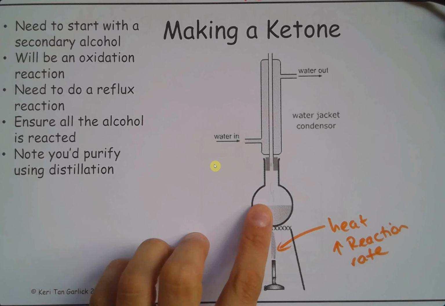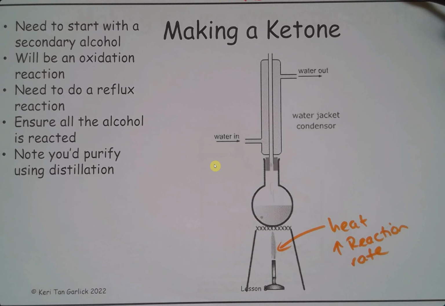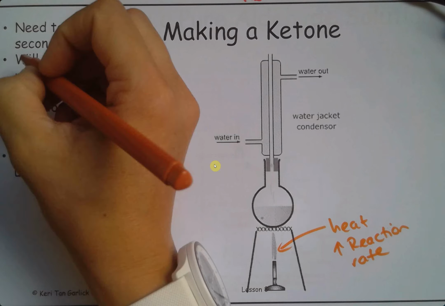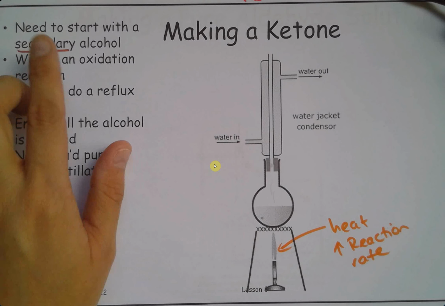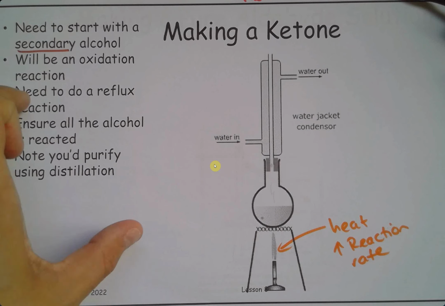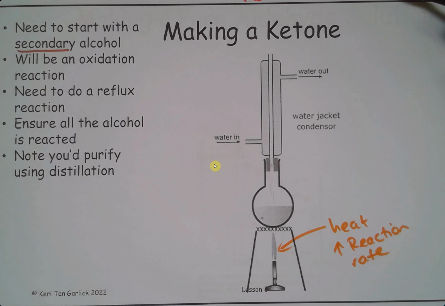In this solution here with my ketone, I have to remember that I'm starting with a secondary alcohol. Remember, the primary alcohol would be used for making aldehydes and carboxylic acids. The tertiary won't react, so we are starting with a secondary. This is also an oxidation reaction. So I would need an oxidant for that reaction to occur, say, for example, dichromate or permanganate.